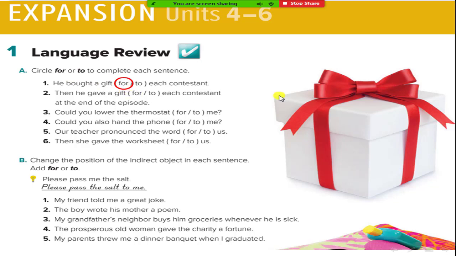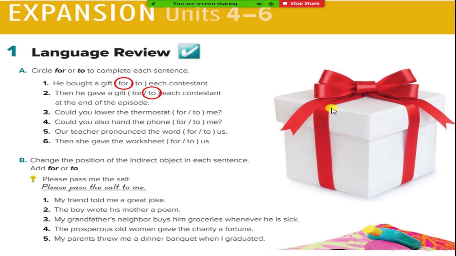And number 2, okay, Salim? He gave a gift to each contestant. Yes, very good. Give comes with to. Thank you, Salim. Number 3, could you lower the thermostat for or to me?